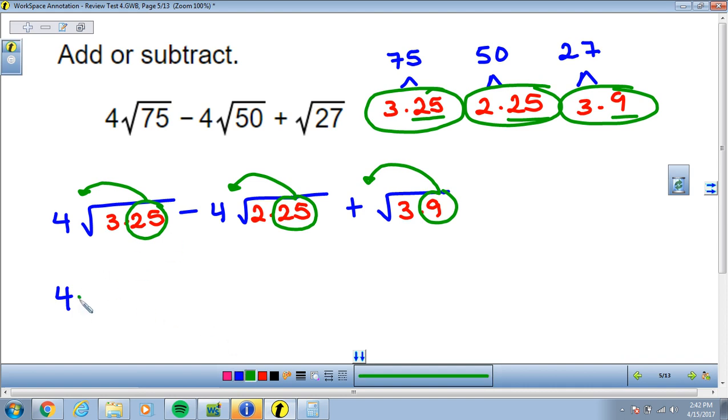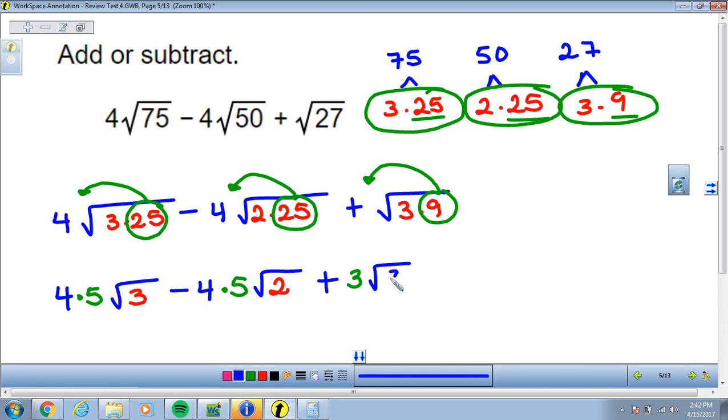So square root of 25, it's 5, minus 4 times 5, that's the square root of 25, square root of 2, plus the square root of 9, which is 3, square root of 3.